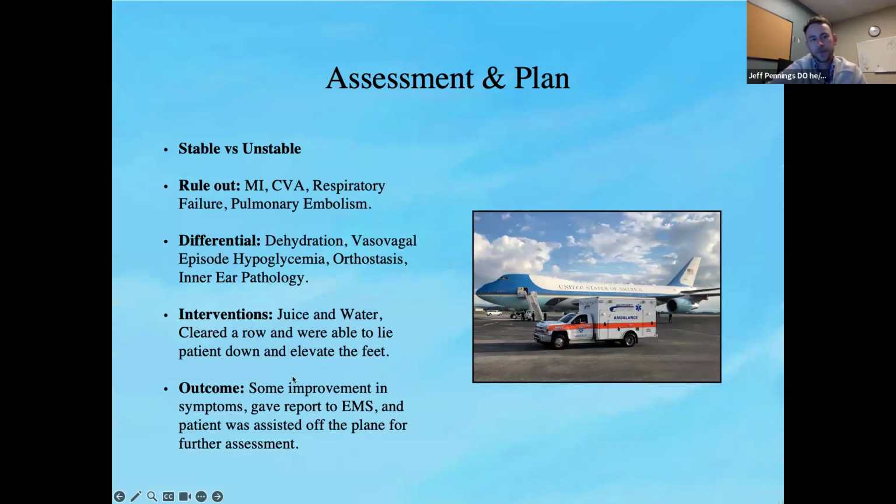And then in terms of our assessment plan, first determination is stable versus unstable. So the patient appeared stable. We did our best from history and physical exam to rule out any of these more life-threatening acute issues. And then our differential was that the patient was likely dehydrated and either had an orthostatic or vasovagal episode.